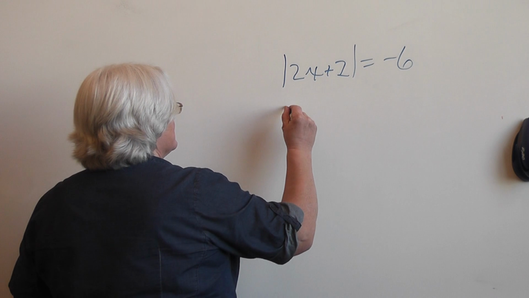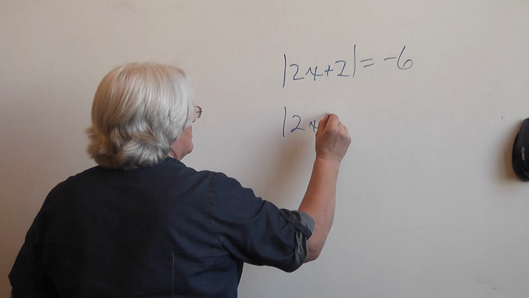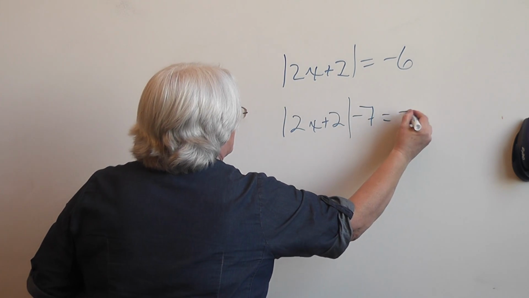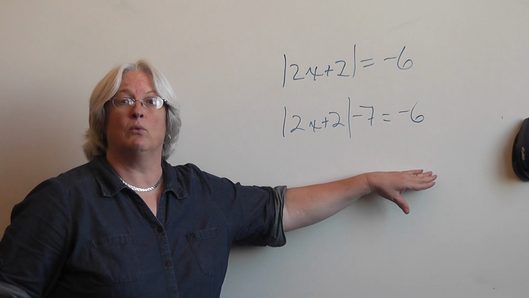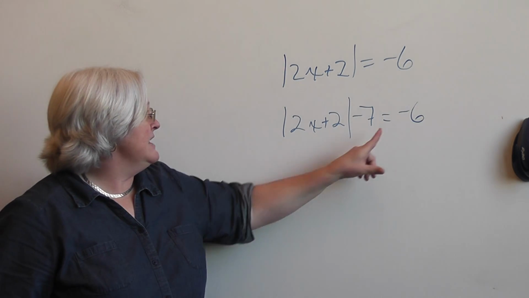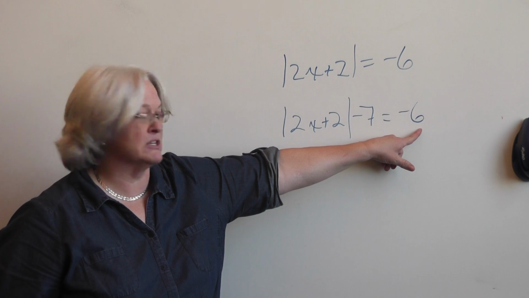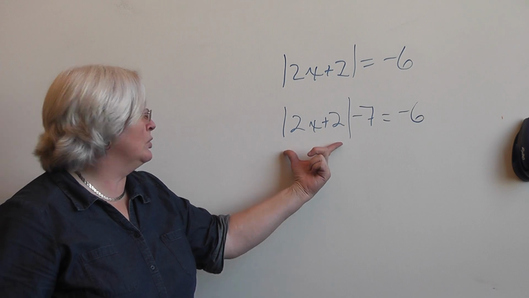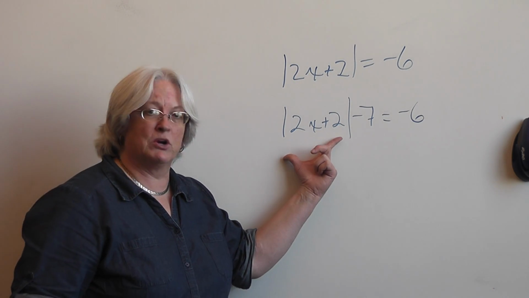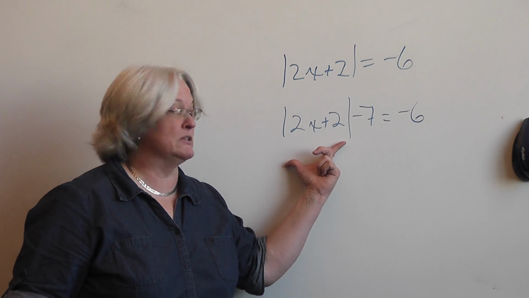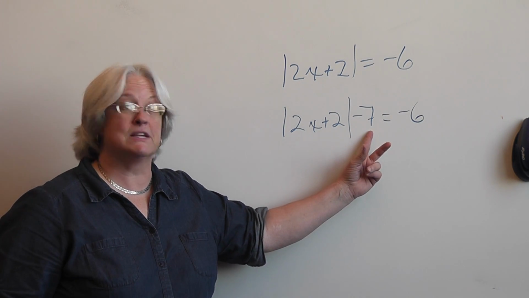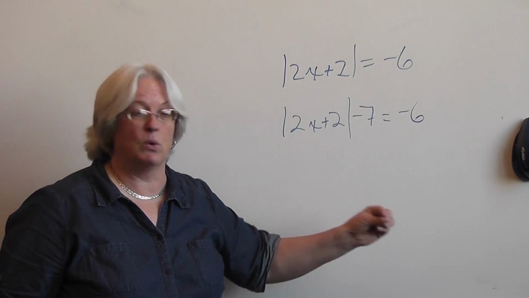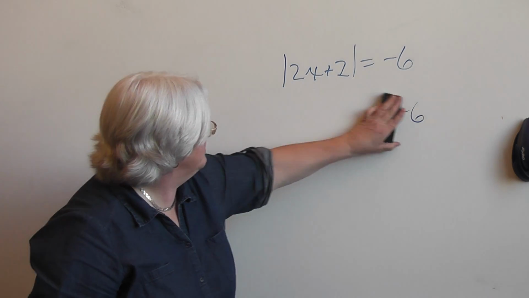If, however, you had the absolute value of 2x plus 2 minus 7 is equal to a negative 6, you would not want to say immediately that this has no solution because it's set equal to a negative 6, because you have to isolate that absolute value expression itself, all on its own on the left-hand side. We're going to have to add a positive 7 to both sides of the equation, which will give us a positive 1, and the equation can be solved then.